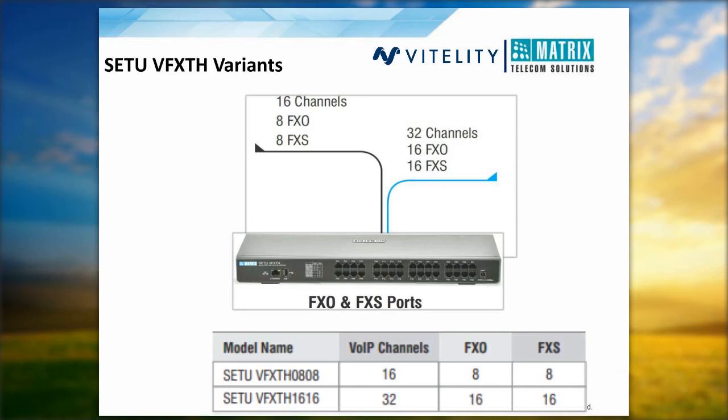So variants. If you need both FXO and FXS ports, multiple FXO and FXS ports, then these are the variants available to you. VFXTH0808: it's a total of 16 SIP channels, because you add them, an easy way to remember that. That's the number of SIP channels. The first two digits are for the FXO ports, and the last two digits are for FXS ports. So you can see on the screen, 8 FXO and 8 FXS.